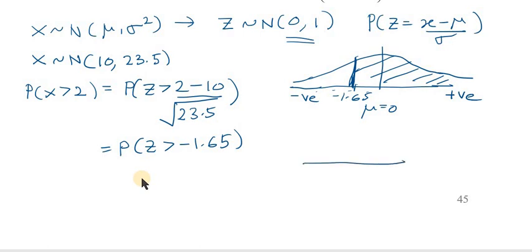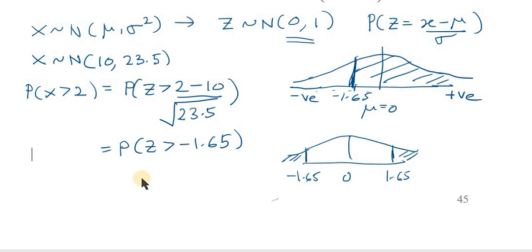If you draw it again, here is 0, and here is negative 1.65. The positive side has the same value, because it is symmetric, which means the area on the left hand side and the right hand side is the same. This is the case where the probability of less than negative 1.65 is the same as greater than 1.65.